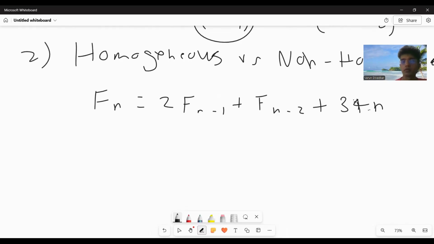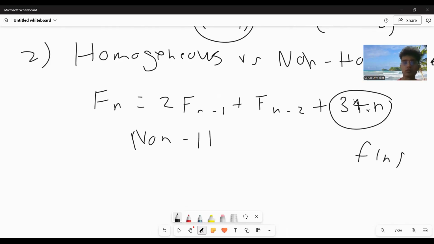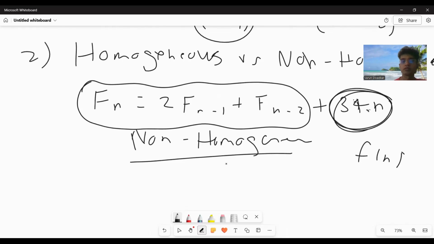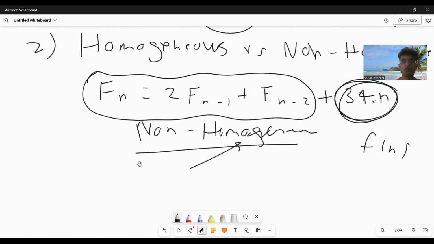All right. So this expression, you see it has something at the end, which is a function of n. Such an expression is called a non-homogeneous expression. Right? But if you just have a simple expression like this, without any function of n at the end, then it's a homogeneous expression. All right? So that's homogeneous versus non-homogeneous.